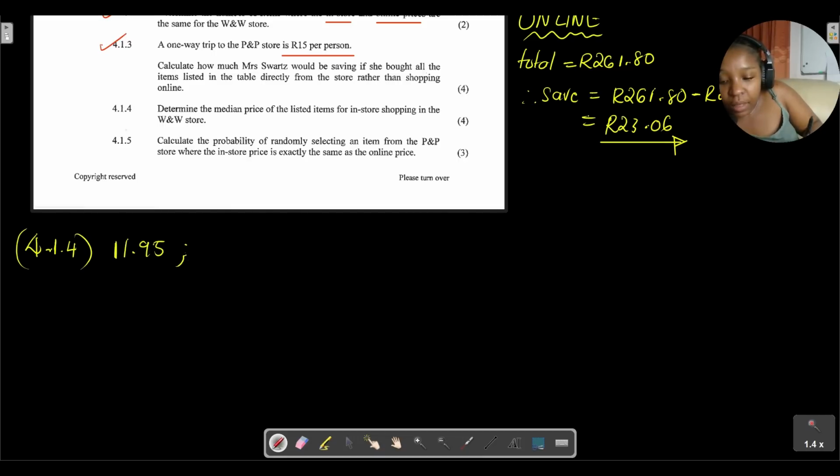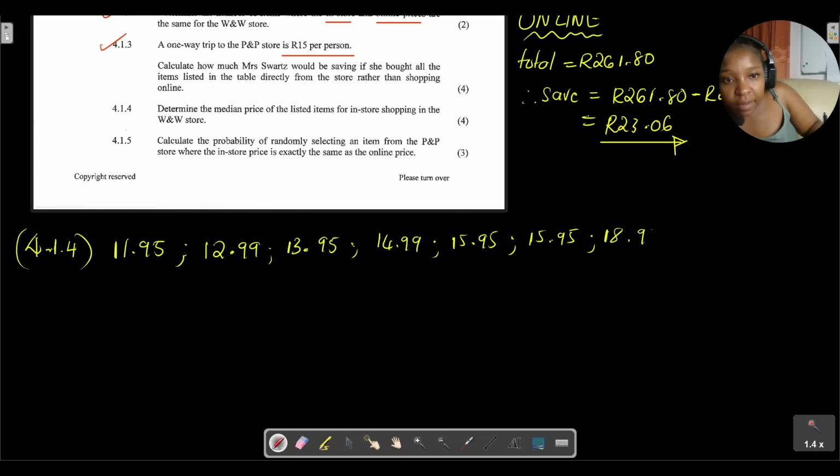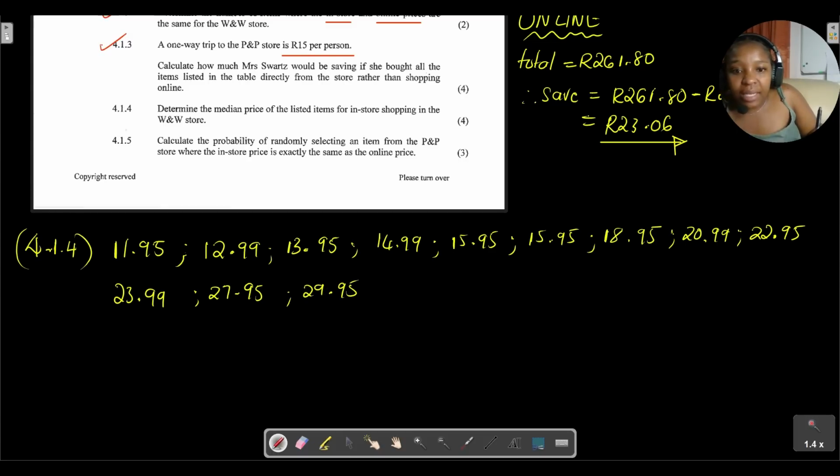So it's going to be 11.95, then 12.99, 13.95, 14.99, 15.95, 15.95, 18.95, 20.99, 22.95, 23.99, 27.95, 29.95. So we've basically arranged all the data in ascending order.